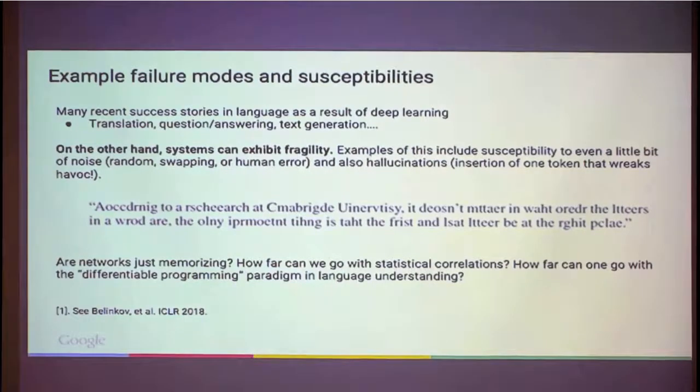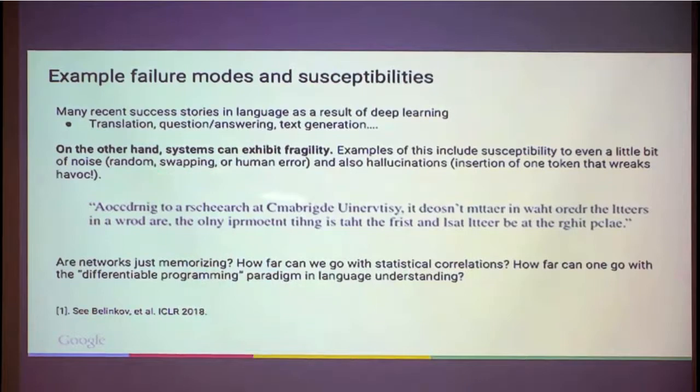There have been a lot of successes in language, but there are also a lot of susceptibilities. If you introduce a little bit of noise to the system, so random errors, even human errors, the performance can drop quite drastically. Some of these systems are known to be susceptible to hallucinations. You can insert one token word into your source sentence and completely change the outcome of the translated sentence. And of course, that's very different from how we think about sentences.